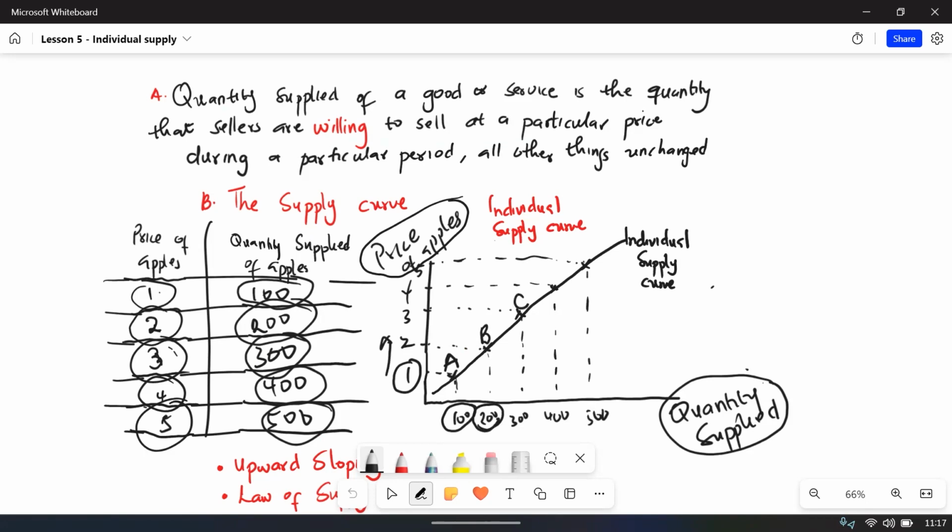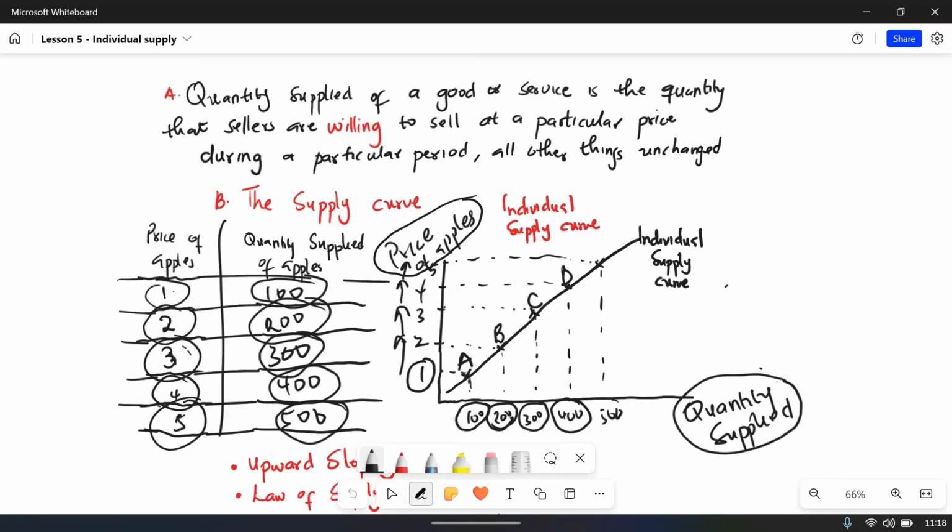Point C here shows when price increased to 3, quantity supplied also increased to 300. Point D here shows when price increased further to 4, quantity supplied also increased to 400 apples. Then finally, when price increased to 5, quantity supplied also increased to 500 apples, shown on this point E. Now, when we trace these individual points, we get our individual supply curve.